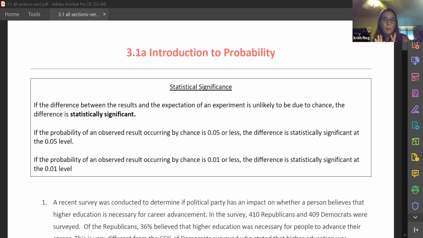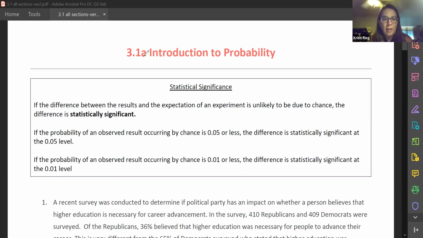And so the two things we're going to go off of: if the probability of an observed result occurring by chance is 0.05 or less, then we say the difference is statistically significant at the 0.05 level. If the probability of an observed result occurring by chance is 0.01 or less, then the difference is statistically significant at the 0.01 level. And it's really important to get the "or less" part of this.